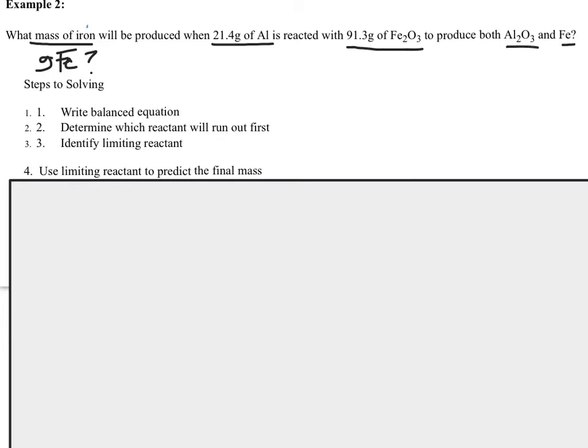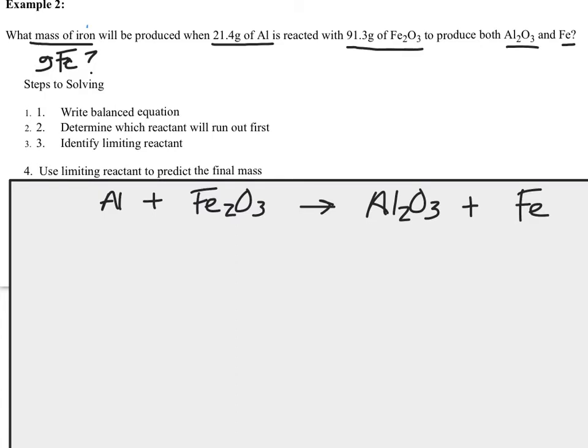All right, let's write that balanced equation. It says aluminum is going to react with iron 3 oxide. And that's going to create aluminum oxide, Al2O3, and iron. Let's balance that equation out. There's 2 iron over here on this side, so we'll make it 2 iron over here. 3 oxygen over here, 3 oxygen over here, 2 aluminum. Let's put a 2 there. So this becomes 2, 1, 1, 2.